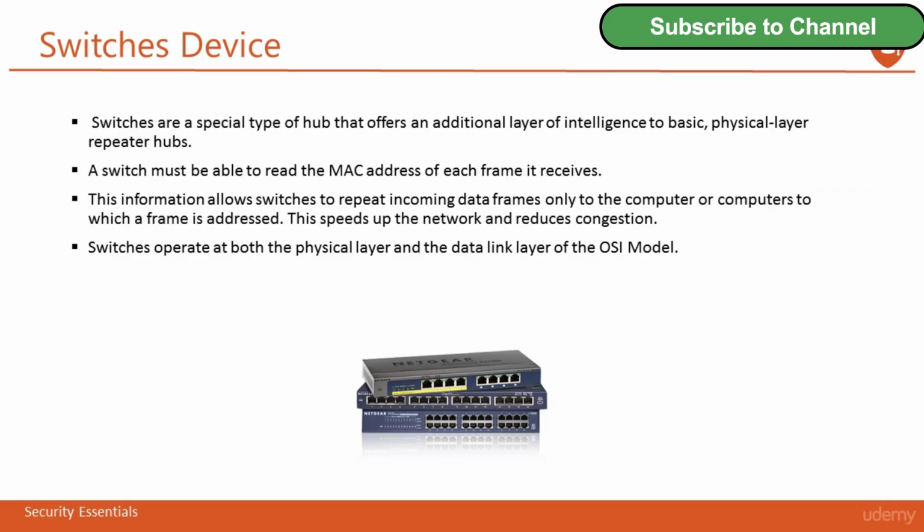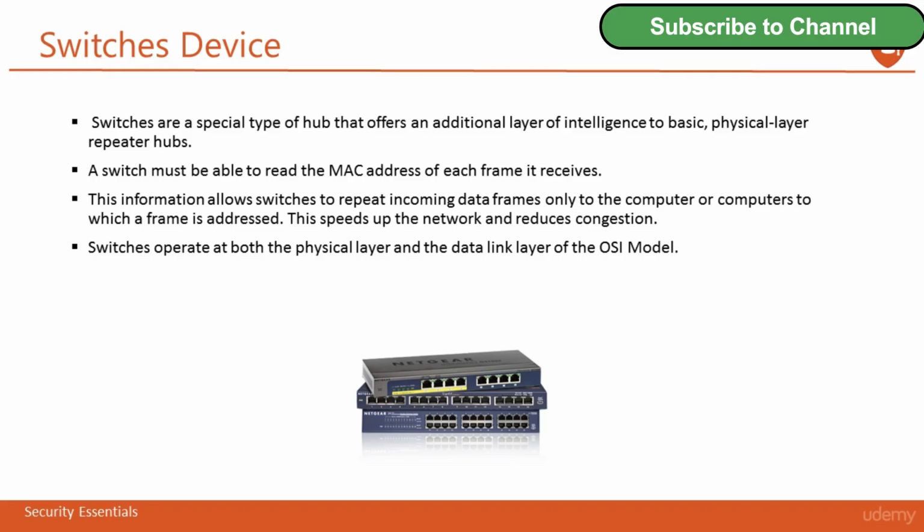Next is switch. Switches are a special type of hub that offer an additional layer of intelligence to a basic physical layer repeater hub. A switch must be able to read the MAC address of each frame it receives. This information allows switches to repeat incoming data frames only to the computer or computers to which a frame is addressed. This speeds up the network and reduces congestion. Switches operate at both the physical layer and the data link layer of the OSI model.